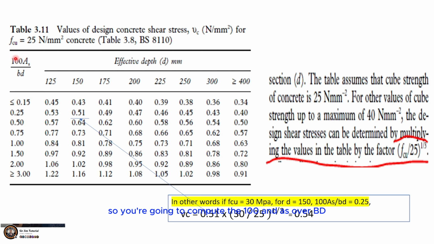So you are going to compute 100As over bd. For example, your value is 0.25, and if your spacing that you have computed is 150, then you have 0.51. That is if your fcu is 25 megapascal. But if your fcu is, let us say, 30 megapascal, then you have to get the proportion: 30 over 25 to the power of 1/3, multiplied by the 0.51 here, and then you can compute the design concrete shear stress, which is 0.54. This is what you're going to compare later with your actual shear stress.